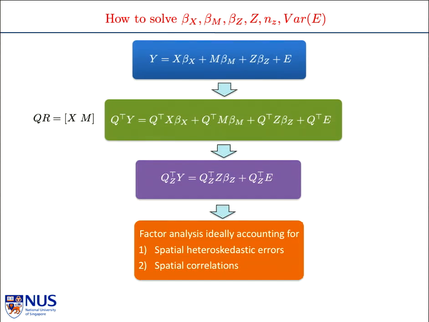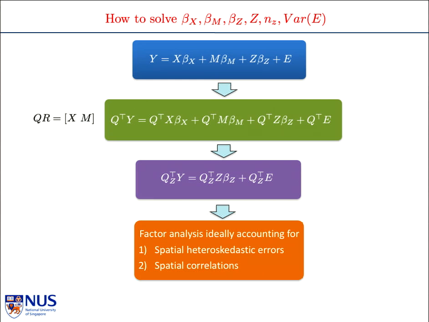Okay. So let's look at the equation in the middle down here. You have y, which is your imaging data, and certainly QZ you already know because you do a QR decomposition for the x and m. So these things are already known. And of course, what you don't know is z, beta z, as well as the residual terms.